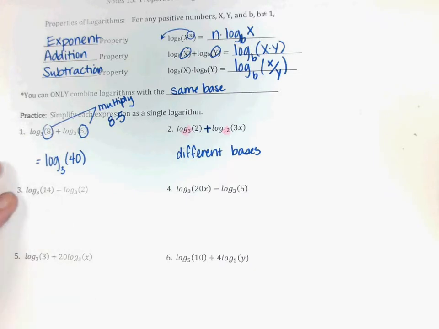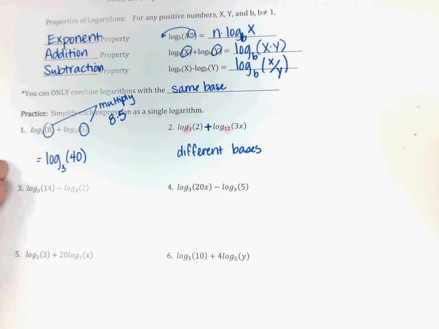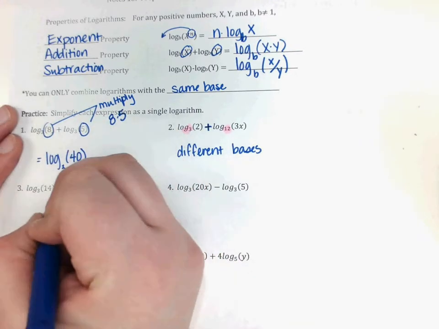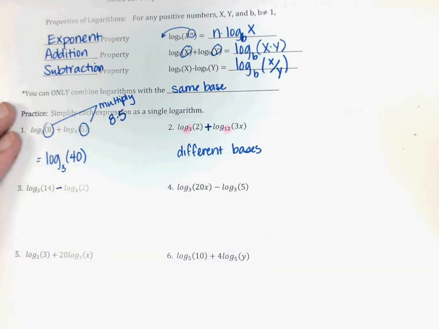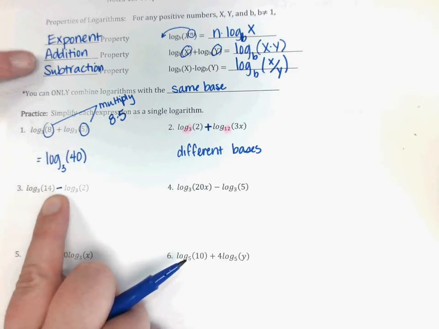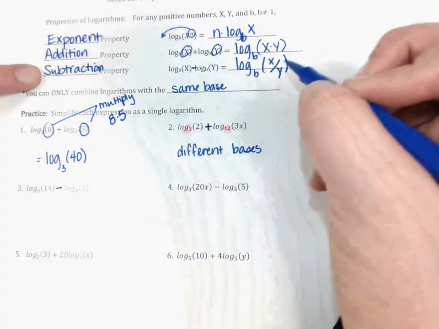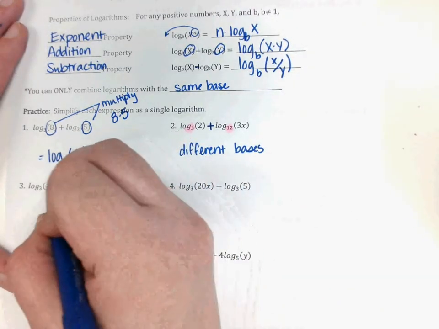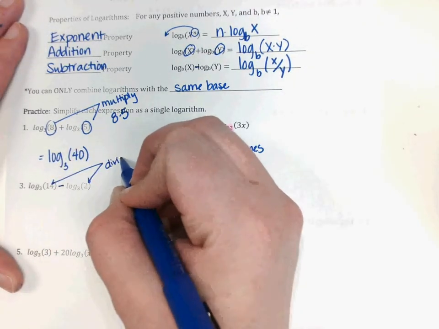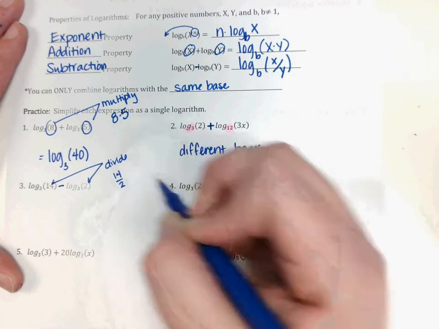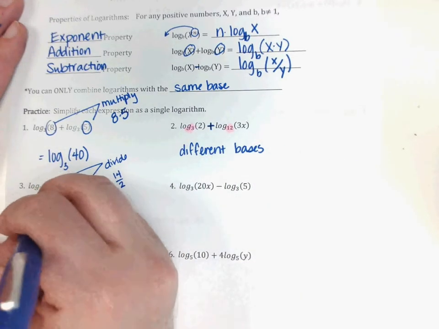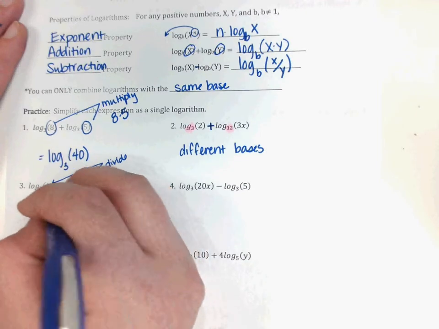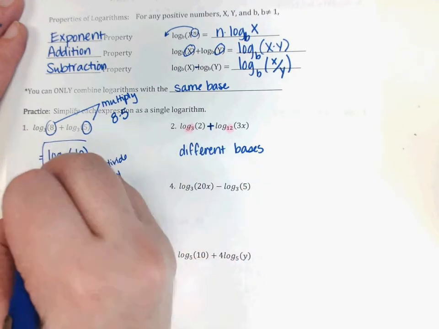Okay, go down to number 3. I have log little 3 of 14 minus log little 3 of 2. What rule should I be using? Addition or subtraction if that's a minus? Addition's for adding, subtraction's for minus. So if it's a minus, what am I going to do with my x and y? Divide. So I'm going to take the 14 and the 2, and I'm going to divide. What is 14 divided by 2? So that's log little 3 of 7. Make sense?